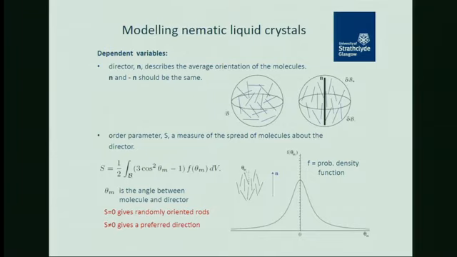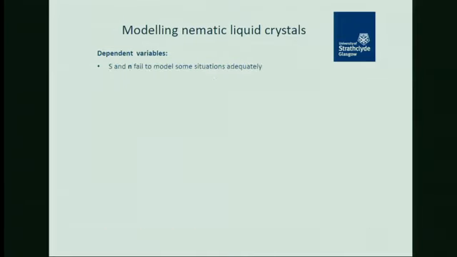So a director can be identified, and S is non-zero as well. Okay, so that's fine. I'm going to talk about Ericksen theory, which is based on those two dependent variables. But that's not the whole case. In fact, the S and N variables fail to model some situations.